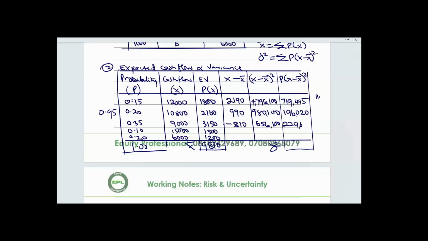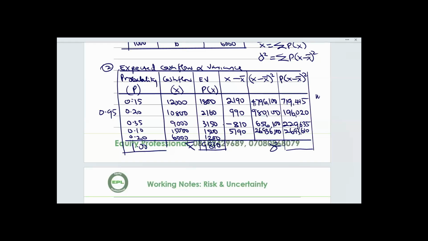Then 15,000 minus 9,810 gives 5,190. 5,190 squared is 26,936,100. Then multiply by the probability of 0.1. This will give us 2,693,610.